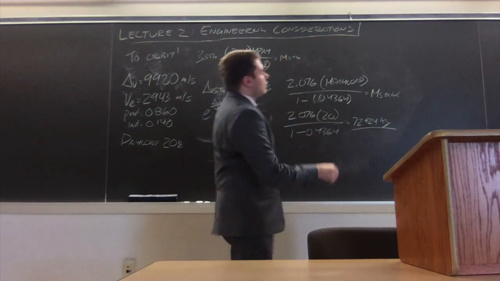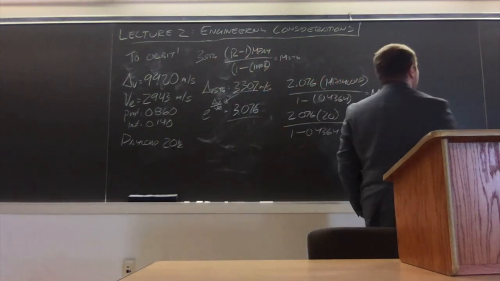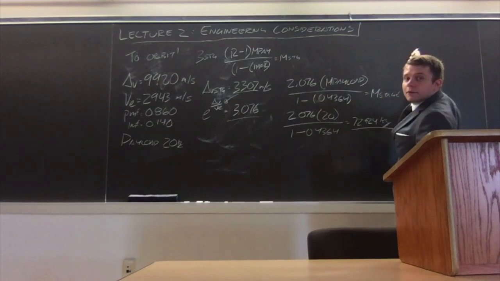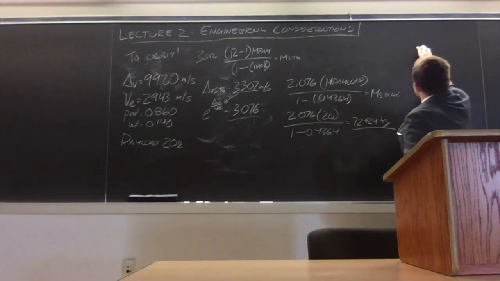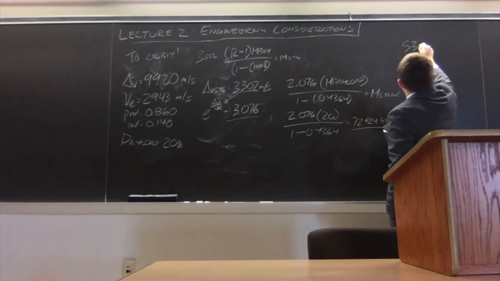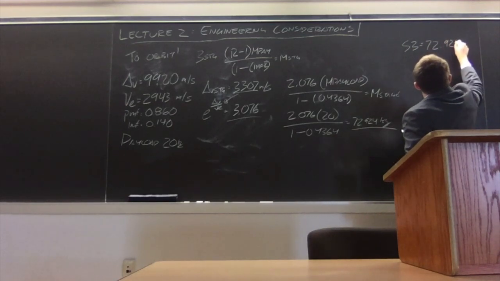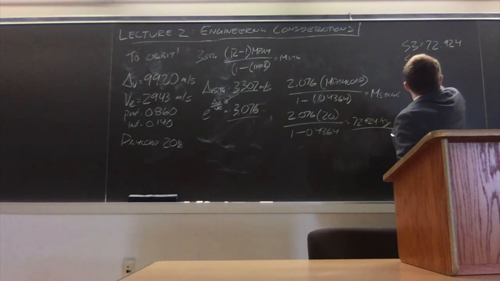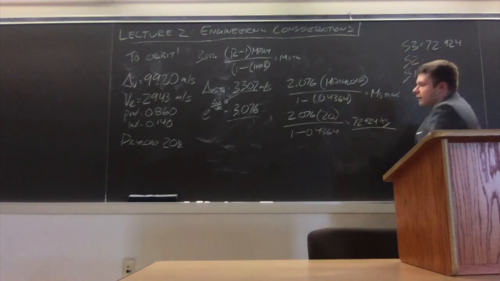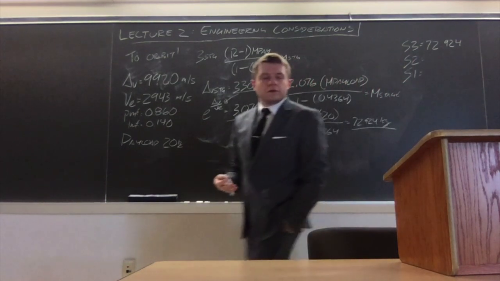So I'm actually going to have a running tally because I wanted to illustrate this point over here. Can you see this part of the board? Yeah, you can see this part of the board. Good. So stage 3 has a mass of 72.924, and you're going to see how each stage actually gets progressively larger in size.